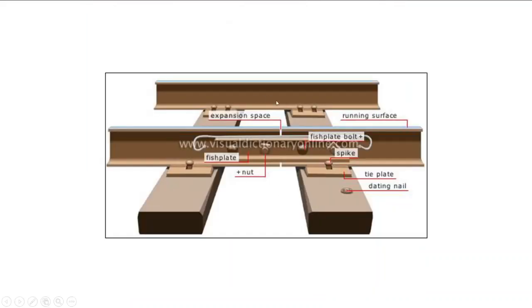See, this is the actual image showing what fish plates are, what spikes are. So see, these are the rails, these are the fish plates, this is the nut or bolt, this is the nut, this is the fish plate bolt, this is a spike which is used to connect the rails to the sleepers.